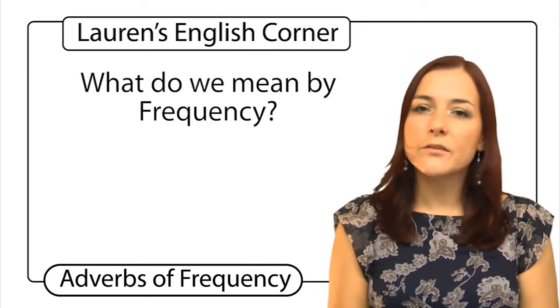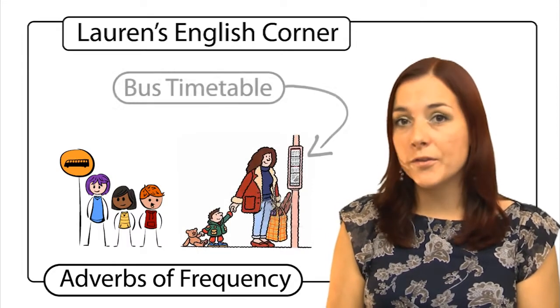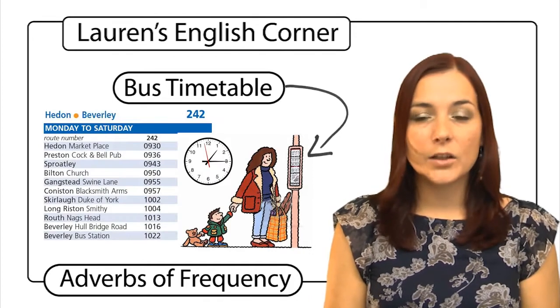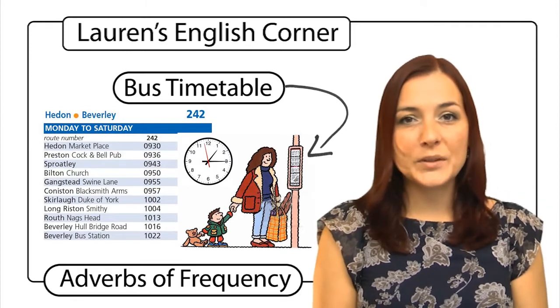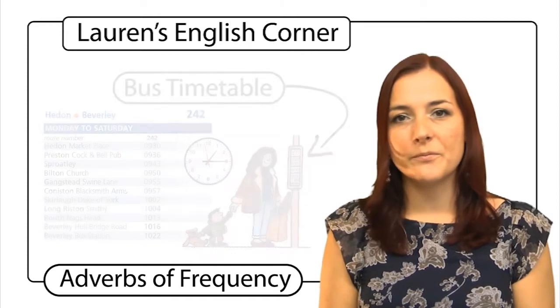Well, when you're waiting for the bus, you can find out from the timetable how often the bus comes along. It could be every 10 minutes or every 15 minutes. This is the frequency. It tells you how often the bus will come in an amount of time.